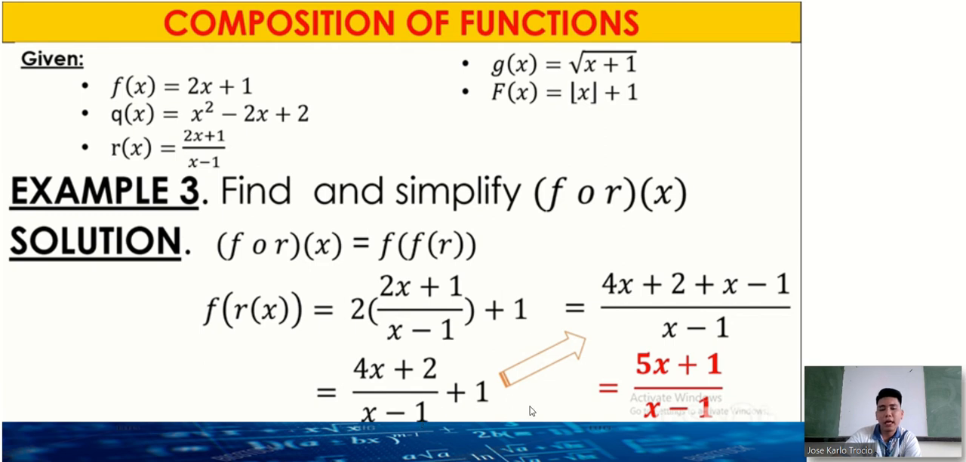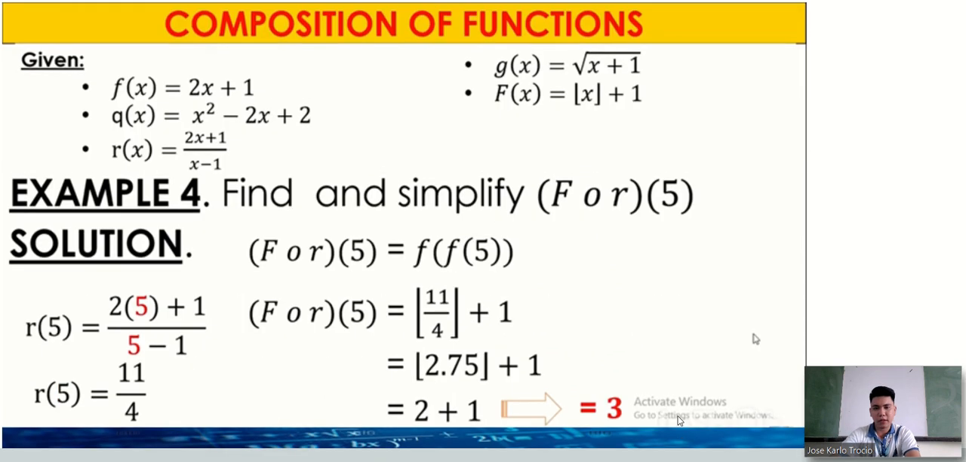So you divide x minus 1 by x minus 1, that is 1, times 4x plus 2, that is still the same, 4x plus 2. Next, LCD again, x minus 1 divided by 1 as our denominator, times 1, that is x minus 1 still. So you have 4x plus x, combining like terms, that is 5x. 2 plus negative 1, that is positive 1, over x minus 1. That is now the final answer.